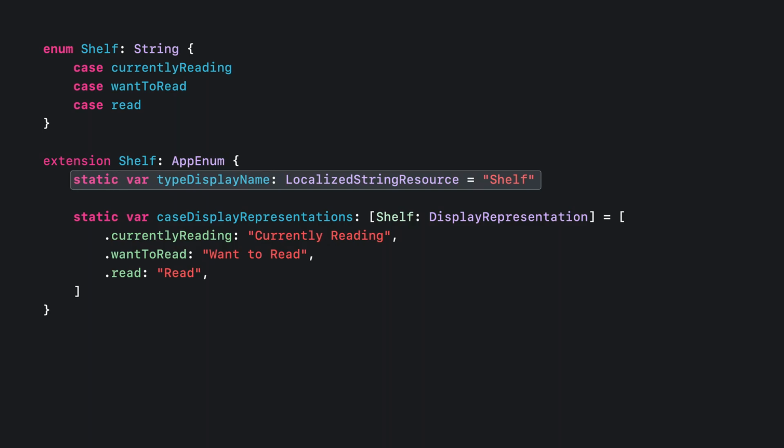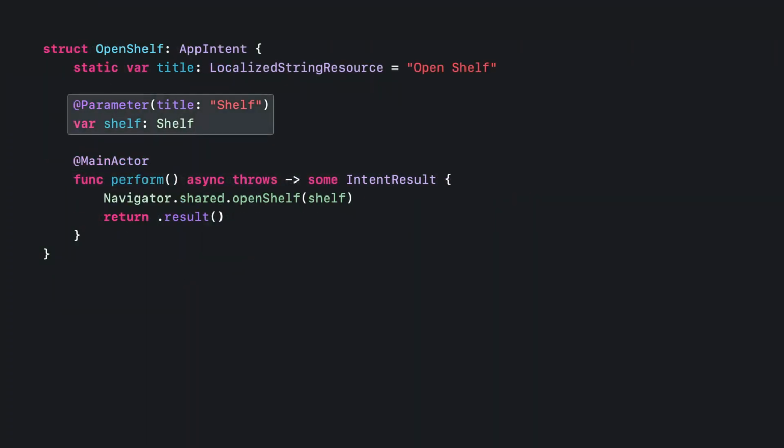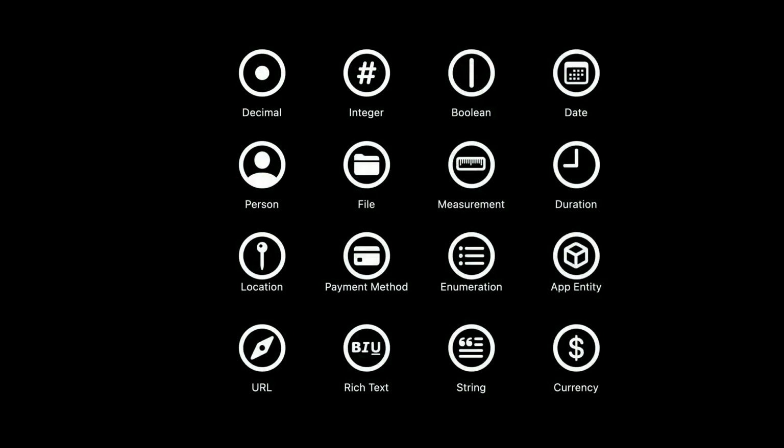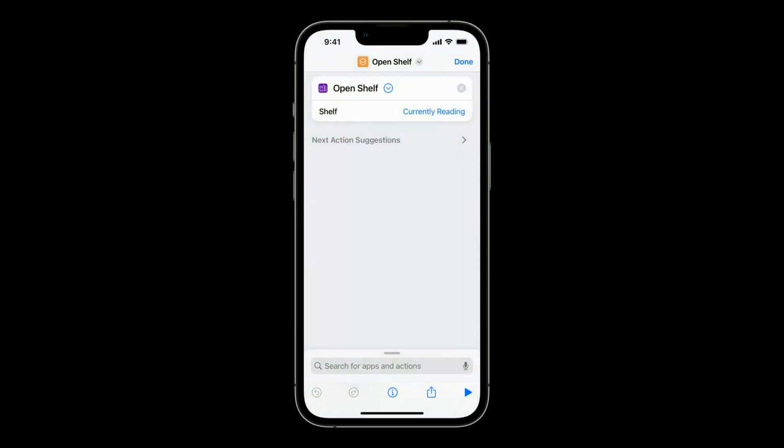I'll use Shelf. In an intent, each parameter is declared using an @Parameter property wrapper, which is initialized with information about the parameter, like the title. Here, I define a new shelf parameter, which I read in my perform method. Parameters support all of these types, including numbers, strings, files, and more, as well as entities and enums from your app. Here's how this intent looks in the Shortcuts editor.